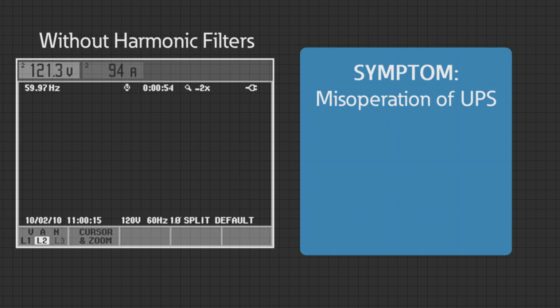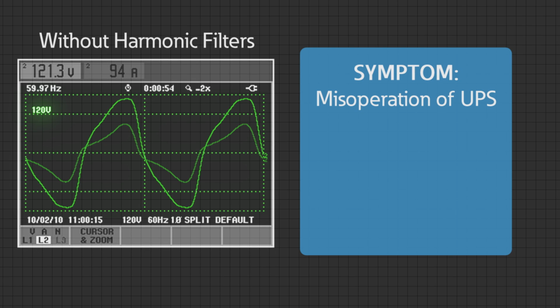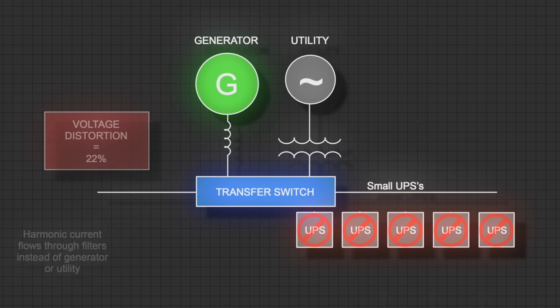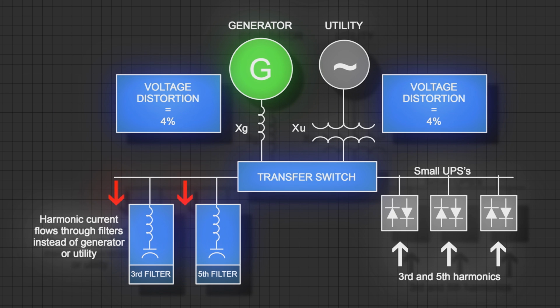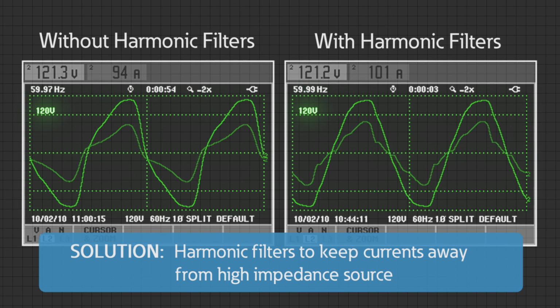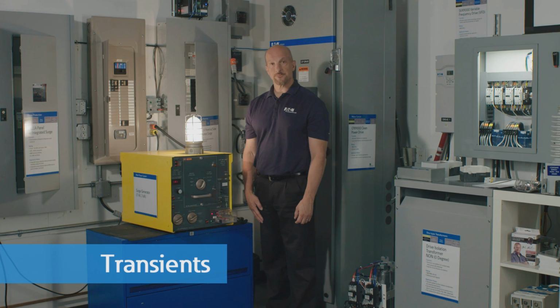Well, the symptom of the problem in this case was the misoperation of the UPSs, and in fact they were also the source of the harmonics interacting with the high impedance of the generator. The solution was to design and build two harmonic filters, third and fifth harmonic filters, so that the voltage distortion was limited to a similar level no matter which source the system was running on.